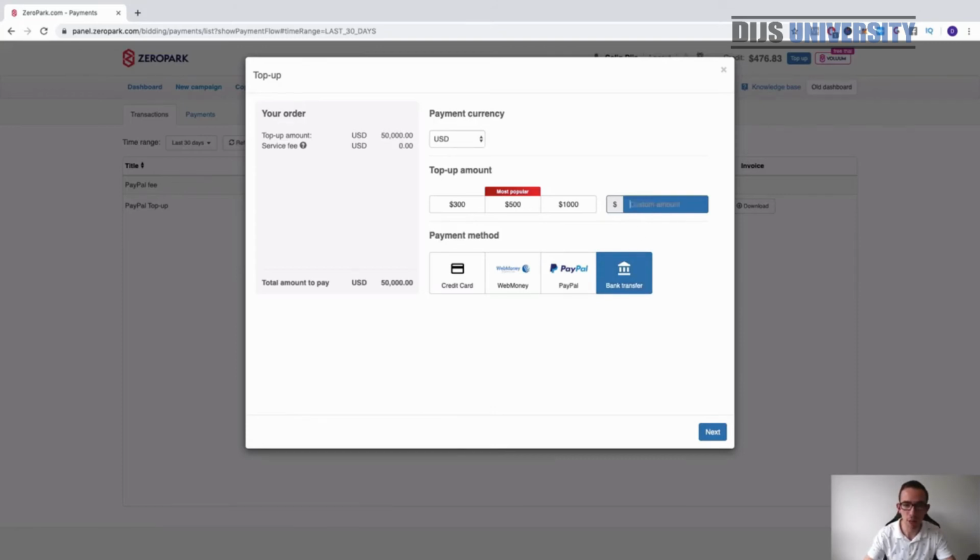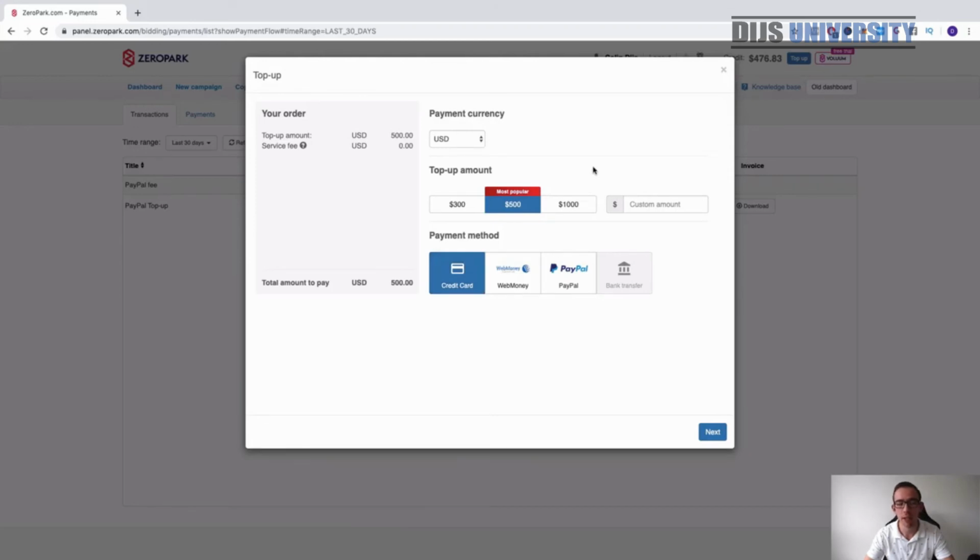So there's different options available, credit card, web money, PayPal, bank transfer, depending on the different currencies you're going to transfer in. And of course, for most things, there is a service fee. They help you with like 300, 500, 1,000. You can do a custom amount as high as you want, but you only have to take into consideration the credit limits. To remove these credit limits, contact support@zeropark.com and they will assist you with any of the issues that you might experience.